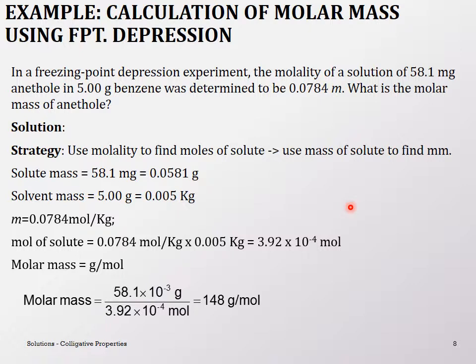In this case, what is not given to you, as you can see, is how much the temperature was depressed with addition of the anethol. In some cases, which we'll do in class also, you can actually use that data to figure out the molar mass of an unknown substance. So in any case, this is how you would calculate the molar mass using freezing point depression.